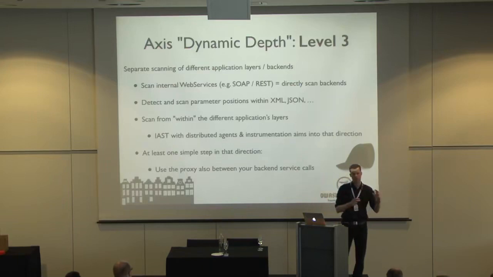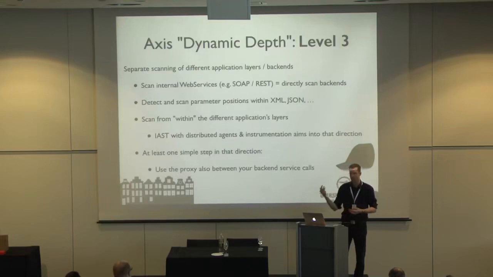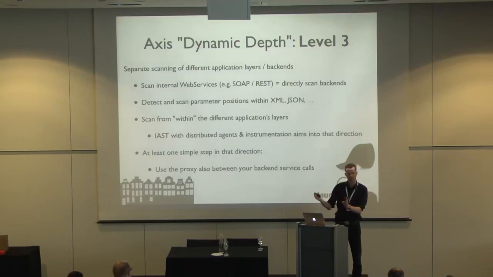Not only indirectly when you're scanning from the UI, because obviously some parameters make their way onto the backend, but also scanning it directly. So from within, in terms of architecture or layers of your application. For this, we need to detect parameters or injection points within XML or JSON data structures. And we need to place the tool we would like to use during the automation scan in the build chain between the web application and the backend so that it directly sees this traffic.